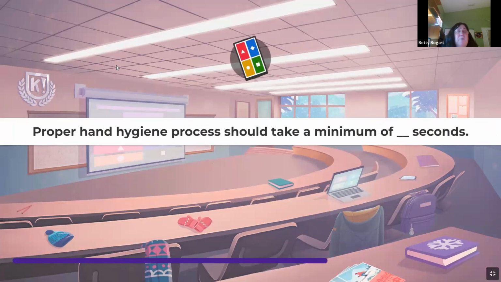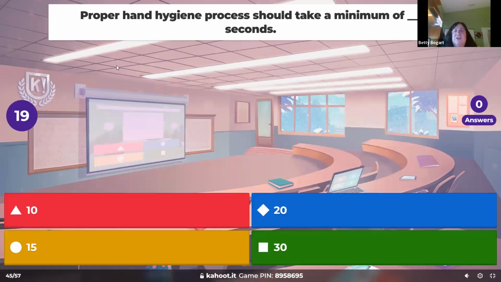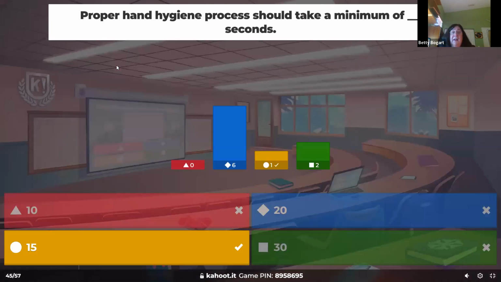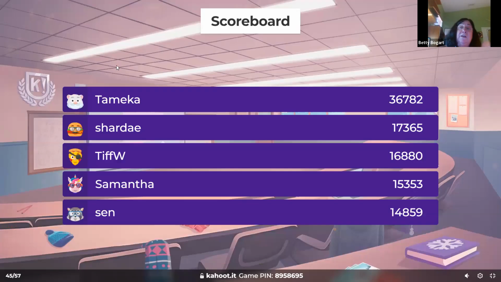Proper hand hygiene process should take a minimum of how many seconds? Isn't it you sing happy birthday? And the answer is 15 seconds. That's what it should be, according to your book.